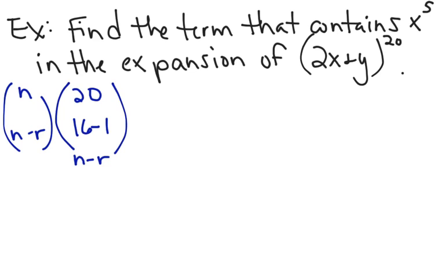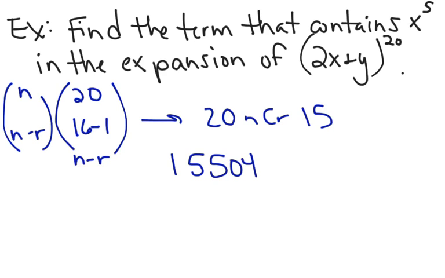Now, when we do this in our calculator, 20 nCr 15, we're going to find out that the coefficient is 15,504. Now, for the rest of it, the first term in the expansion, the 2x, is going to be raised to the r power. Well, r is... Well, this isn't r here.